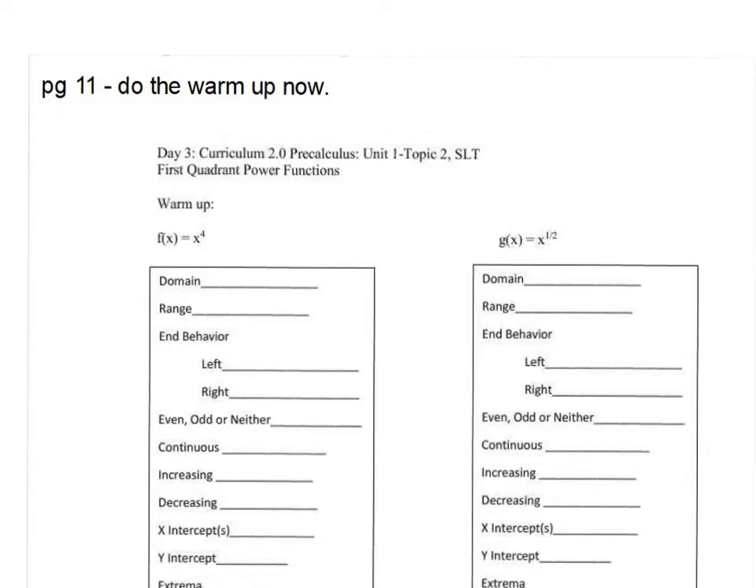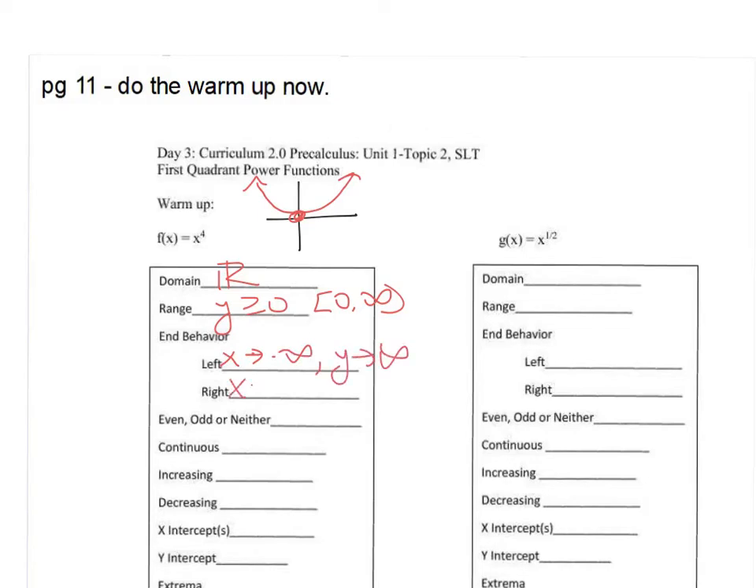Okay, so if we graph x to the fourth, it looks like this, through the origin. So the domain is all real numbers. The range is y is greater than or equal to 0. You could write it with interval notation like that. Left end behavior is x goes to negative infinity, y goes to infinity, and x goes to infinity is right end behavior, y goes to infinity.